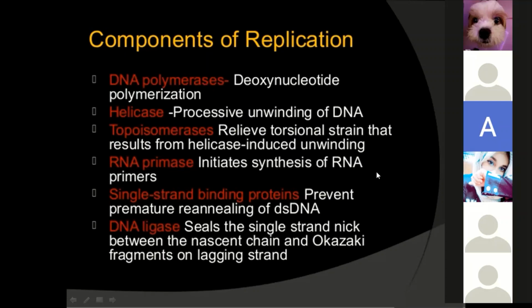DNA primase initiates synthesis of RNA primers, which are required for the leading strand, one primer, and for Okazaki fragments, each one requires one primer. Then single-stranded DNA binding proteins prevent premature re-annealing of the double-stranded DNA. Actually, at the time of replication, the double-stranded DNA gets converted into single-stranded DNA, so there is every possibility that it can re-anneal again. And DNA ligases seal the single-strand nick between the nascent chain and the Okazaki fragment on the lagging strand.